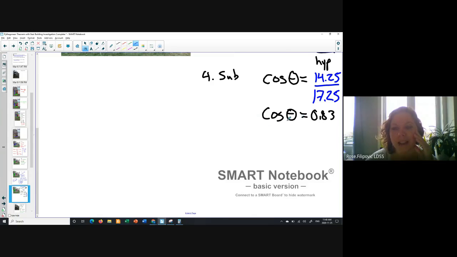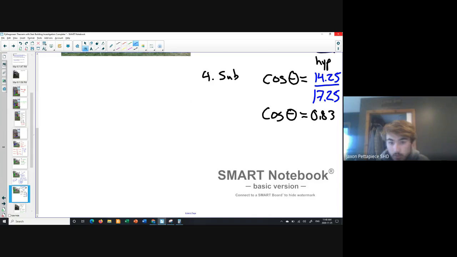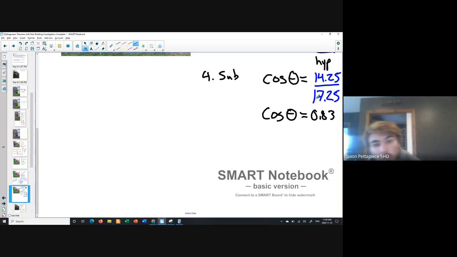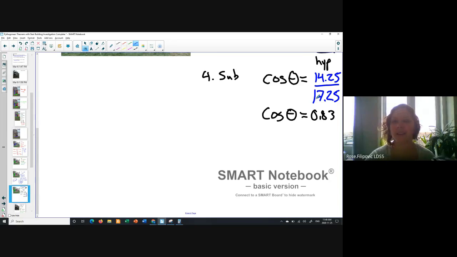Okay, so this is what I have. How do I get rid of cos? I want theta by itself. I want the angle variable by itself. Well, you can do a few things, I think. But what I would do is I would just take cos and divide it by itself. Yes. So I'm going to take cos.